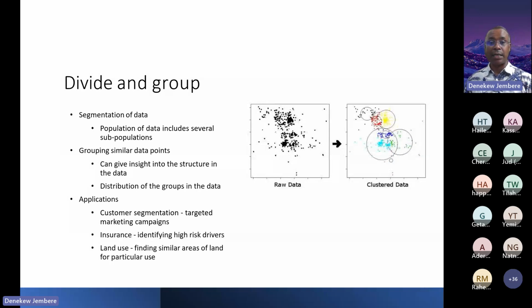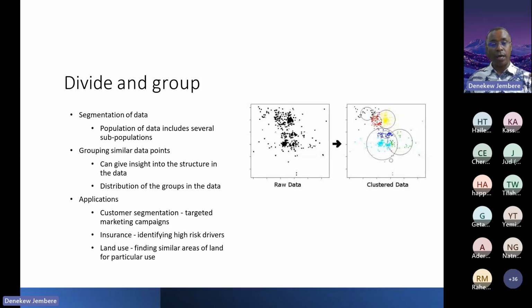Clustering involves dividing and grouping the data, segmentation of the data, dividing a population of data into several sub populations, and grouping similar data points together, so that the data that are grouped together are different from the data in the other groups, but more similar to the data within the group. The approach gives you insight into the structure in the data, and also the distribution of the groups in the data.